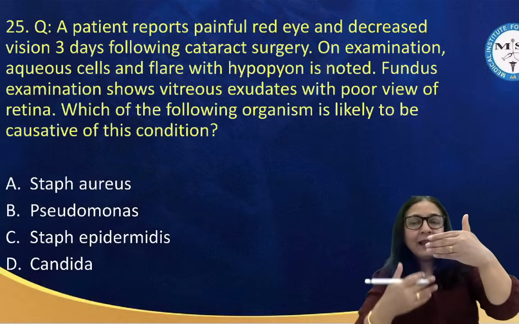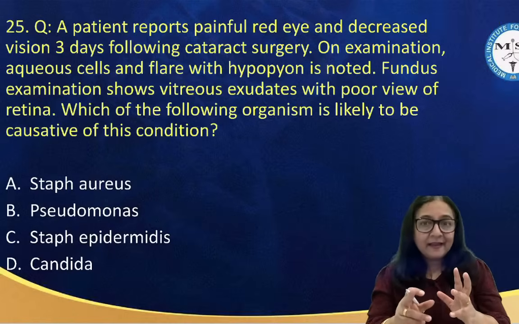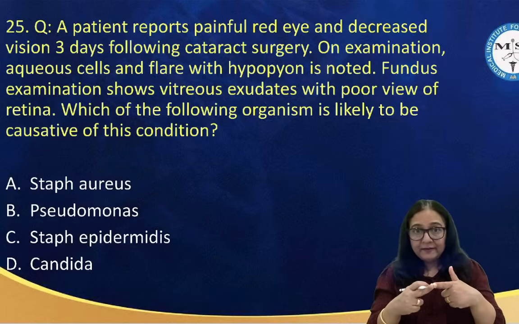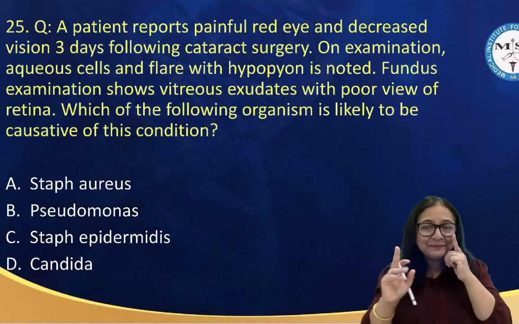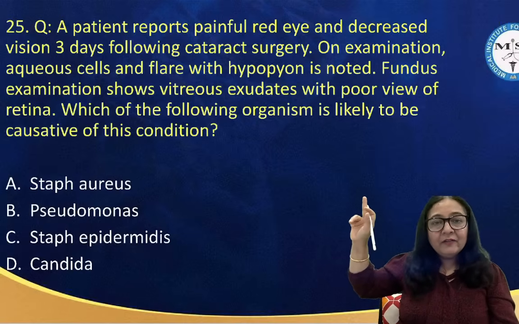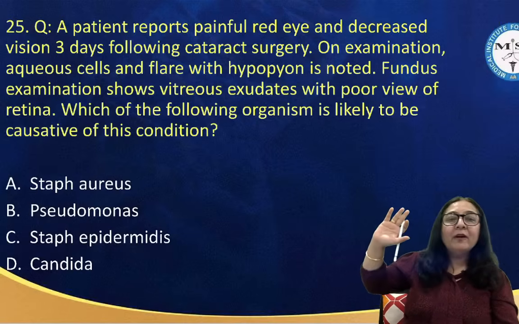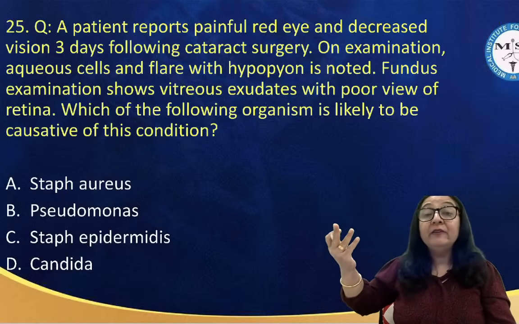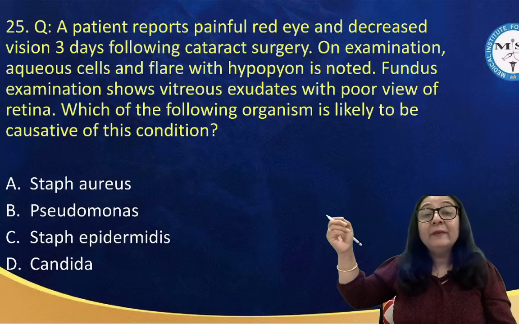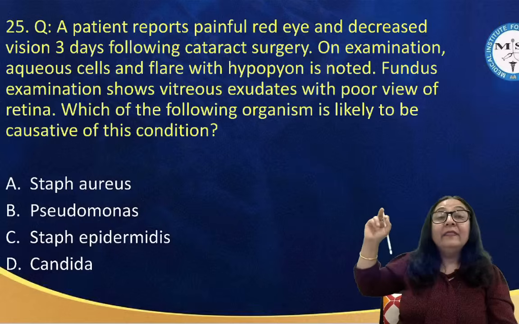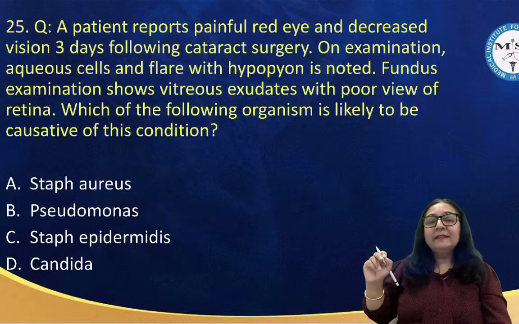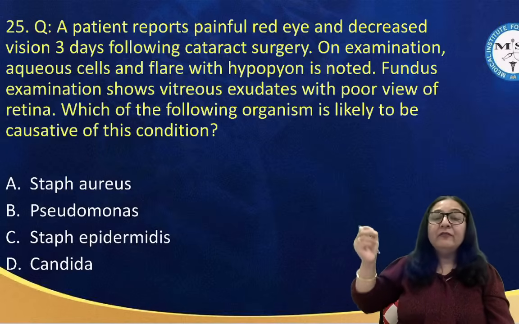Now, when there are large question statements, I know they take time. So that is why you should practice, and we have practiced the clinical case scenario questions. Because they will consume time, but read them carefully. There is a history of cataract surgery. 3 days before, the patient had cataract surgery, now there is painful decrease in the vision. There are aqueous cells and flare and hypopyon, meaning there is inflammation in the anterior chamber. There are vitreous exudates. It means there is inflammation in the vitreous chamber as well, in the inner fluids of the eye.